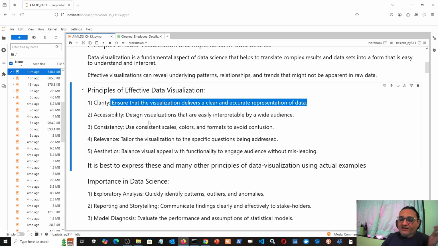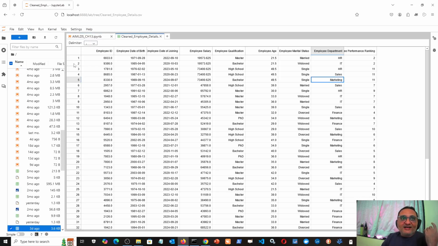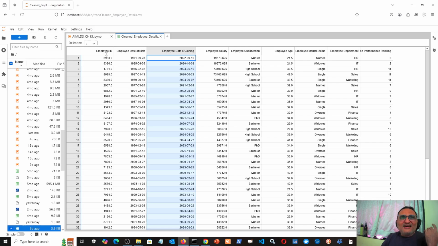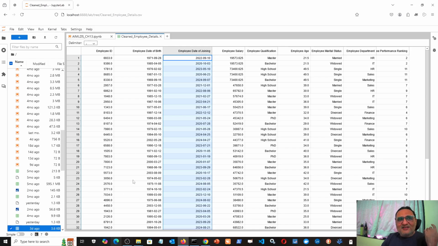For example, in one earlier chapter, when we plotted the pie charts for the same employee data, I said that the pie chart for the employee date of birth or date of joining is not much useful, because the problem was I had some 50 employees and almost everyone has a different date of birth. So there are too many segments in my pie chart. Okay, so that type of pie chart is not much useful.